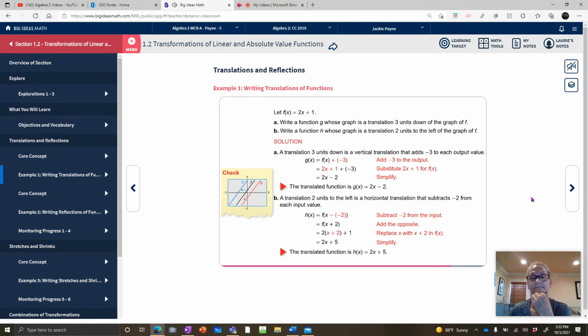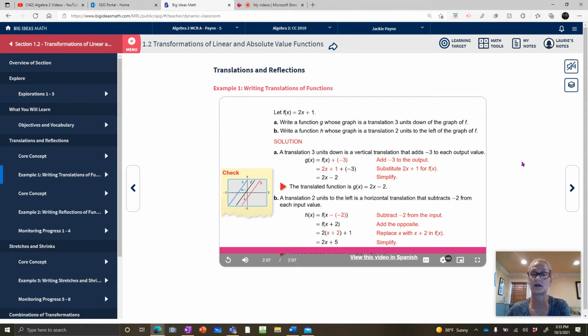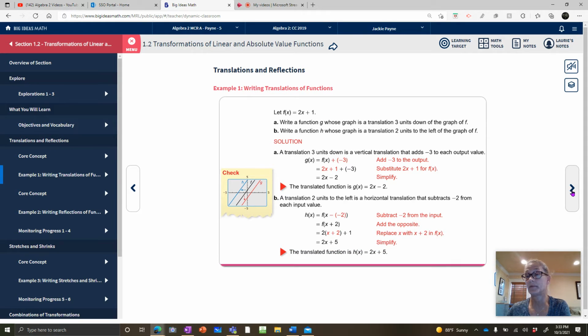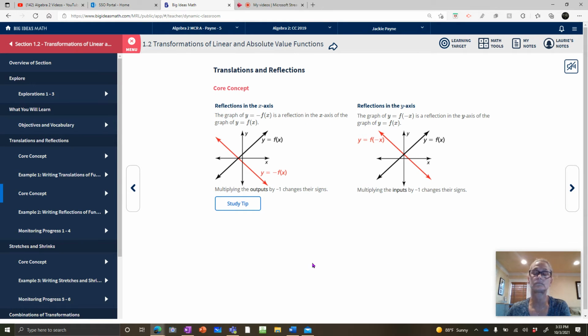Use a graphing calculator to graph the parent function f of x and its two transformations, functions g of x and h of x. You can see that the graphs of g and h show correct translations. Now remember, we're not using graphing calculators, but we are using Desmos to check our answers, and these are also on the board on Friday. Also look in our notebook, they're there.